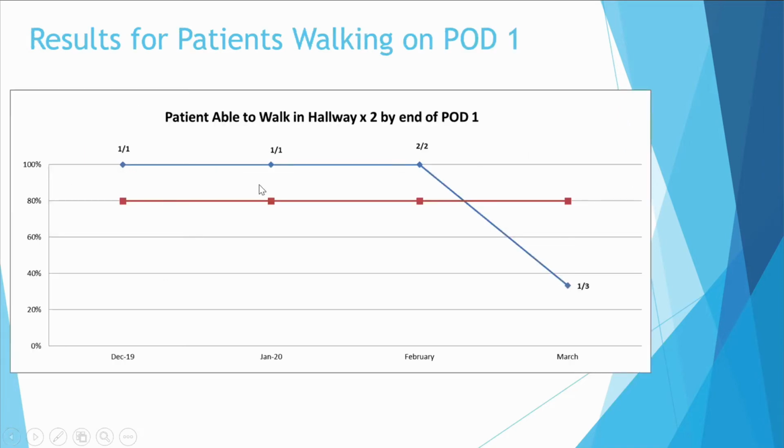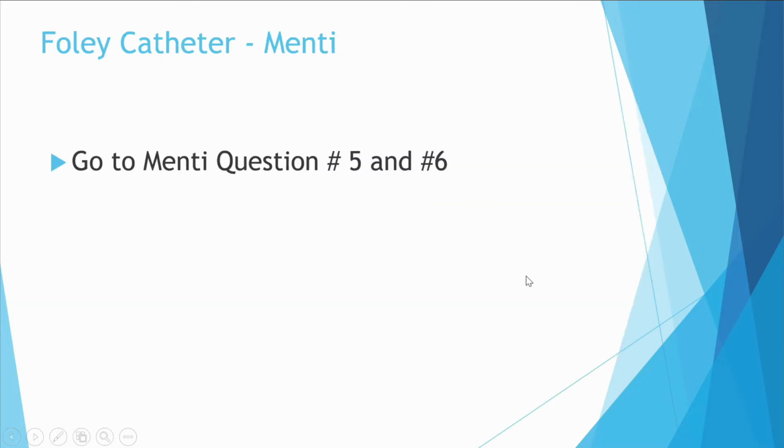That's our data showing adherence to patients being able to walk in the hallway from December to March. We dipped a bit in March, not for the physios' lack of trying to get the patients up. The patients were just quite dizzy and hypotensive, so they were unable to do the two walks.